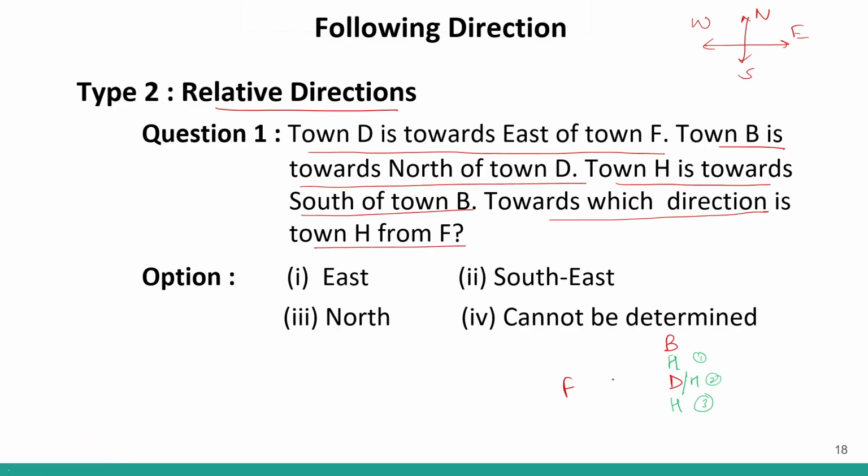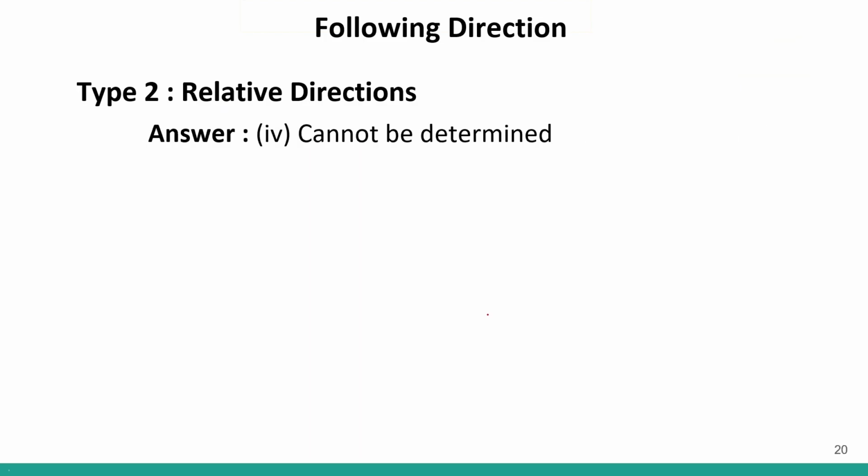If H is here, that means it is in the northeast direction. If H is here, it means it is in the west direction. And if H is here, it is in the east direction. And if H is here, that means it is in the southeast direction. So we cannot really determine the exact direction of H with respect to F. Therefore, our answer will be option number 4, cannot be determined.